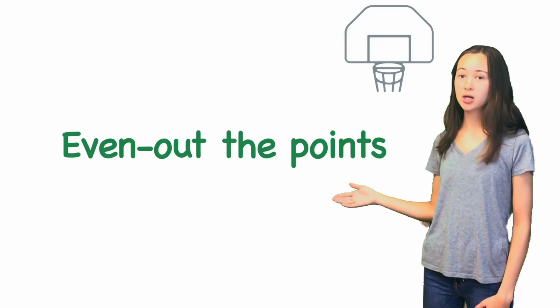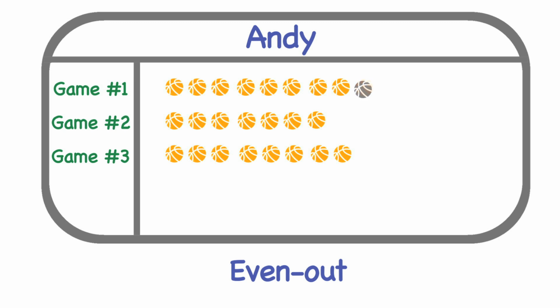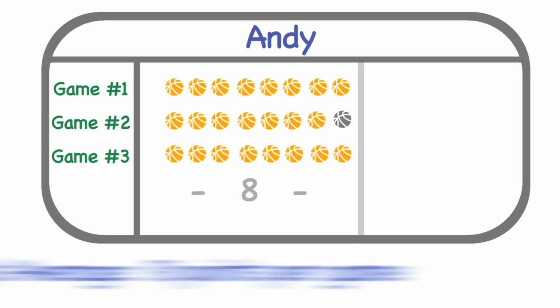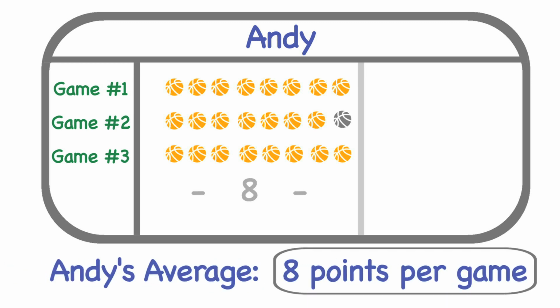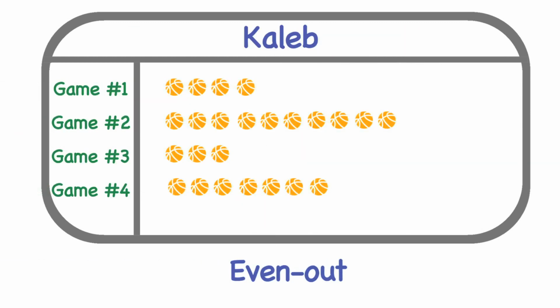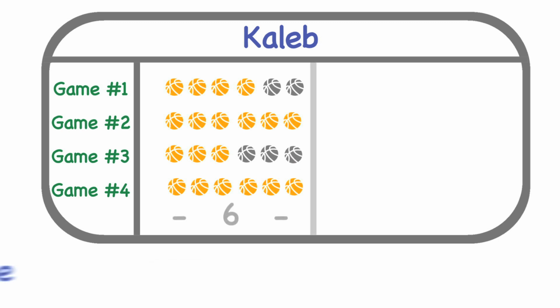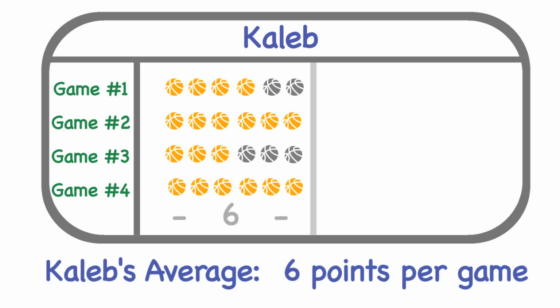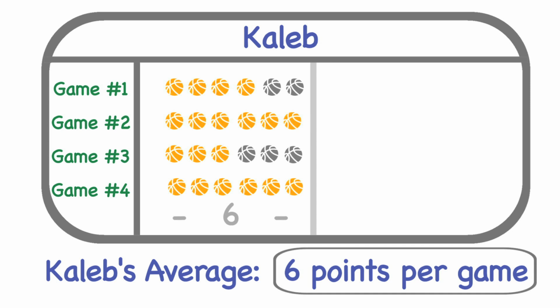One way we can do this is to even out the points among the games for each player. After we even out the points Andy scored among his 3 games, we see that Andy scored 8 points in each game. So, 8 points is the average number of points Andy scores in a game. Now let's even out the points Caleb scored among his 4 games. So now we can see that Caleb scored 6 points in each game. So Caleb's average points per game is 6 points.